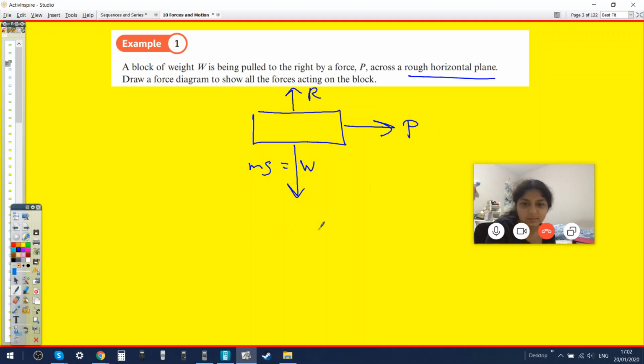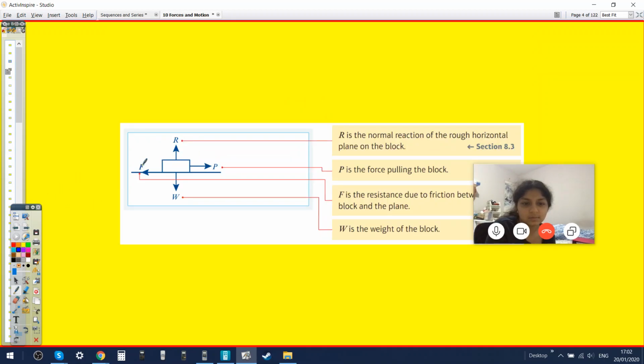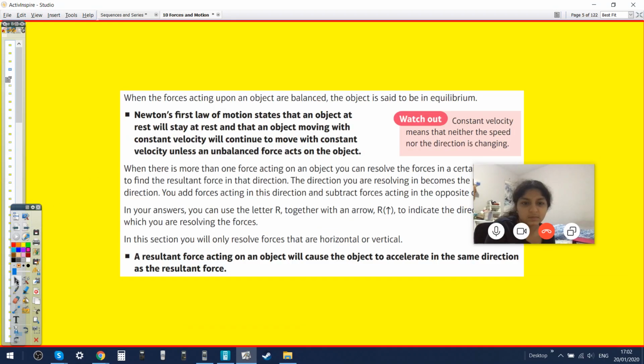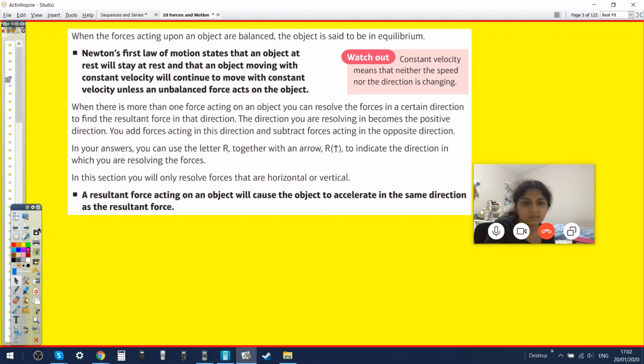Rough horizontal plane. Oh, friction. So that will be friction, and it's being pulled along the ground. Great. Yep, you were good for that.